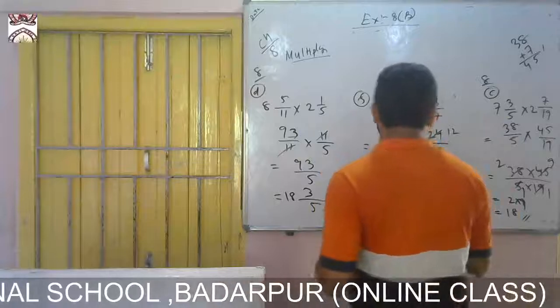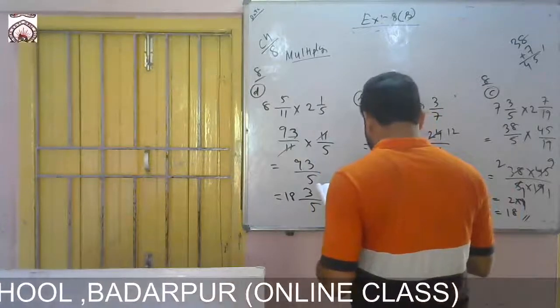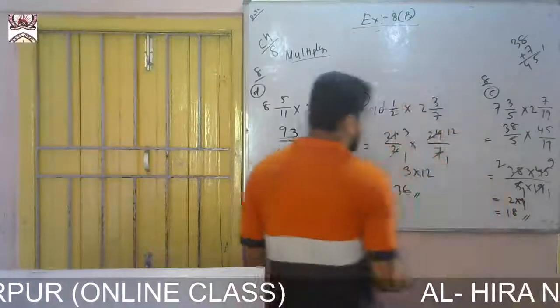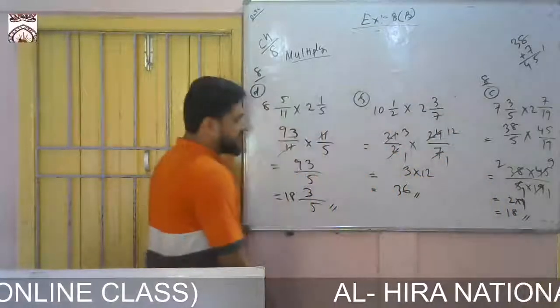Wait. 10 1 by 2, 2 3 by 7. Let me check. 10 2 are 20. 10 2 are what?